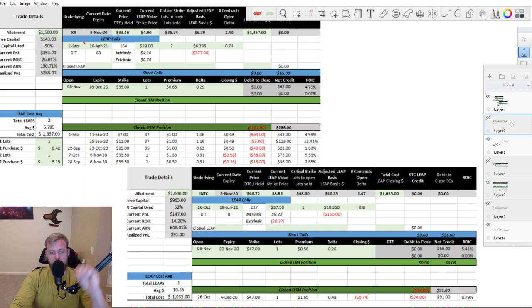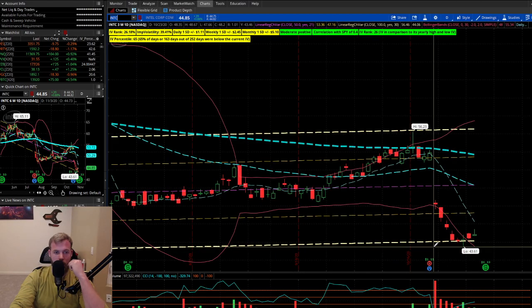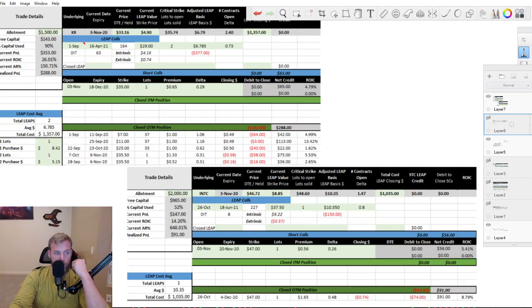And once it started hovering around here and then I saw it start making a little bit of an up move, that's when I wanted to make the adjustment. So I closed out the 47 calls. I sold them for $1.65. I took them down for 74 cents. And that brought out a realized profit of 91 bucks on that.